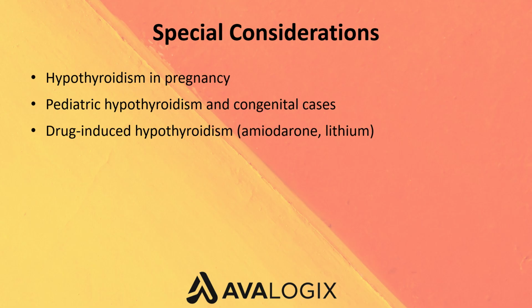In children, early diagnosis and treatment prevent cretinism and growth failure. Patients on drugs like amiodarone, lithium, or immune checkpoint inhibitors must have regular thyroid function monitoring, as these agents can induce hypothyroidism via direct gland toxicity or immune modulation. Awareness of these nuances helps tailor management and anticipate complications. Additionally, elderly patients may present atypically and require cautious dosing.